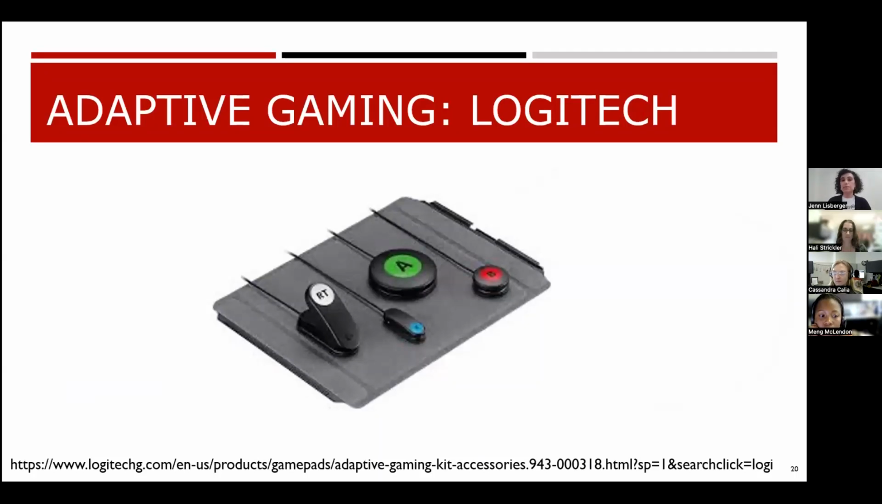This is adaptive gaming, the Logitech gaming kit accessories. So we talked about switches. Logitech put out a kit that comes with a bunch of different switches for a variety of needs specific to use with games. They come with the labels, so that way you know, okay, this is the A button, this is the B button, this is X, this is my right trigger, things like that. It has a Velcro board, or again, things are mountable and we can put them wherever is the most beneficial.